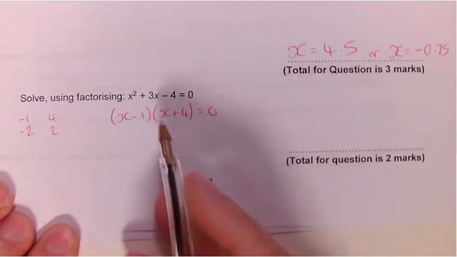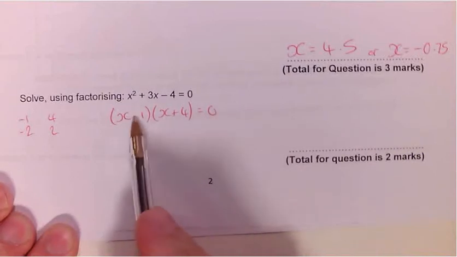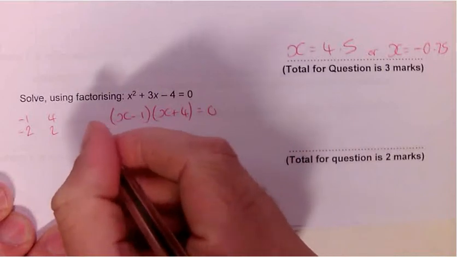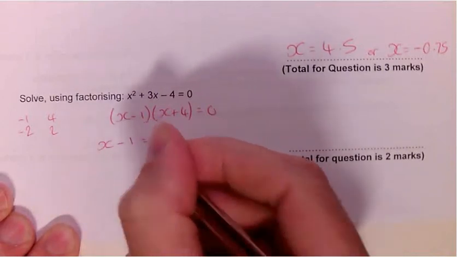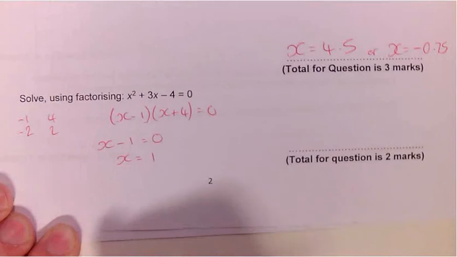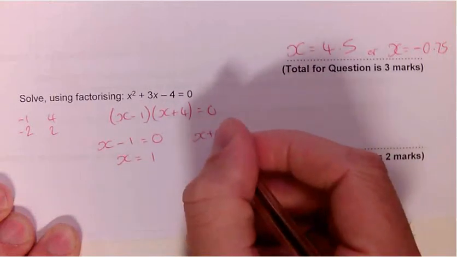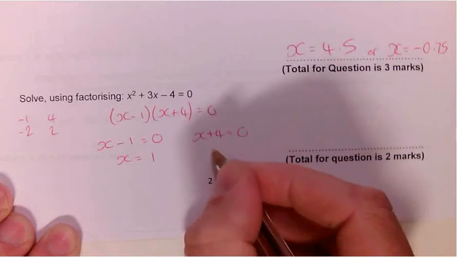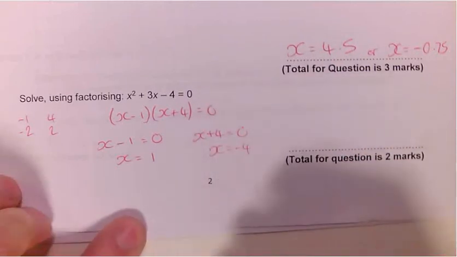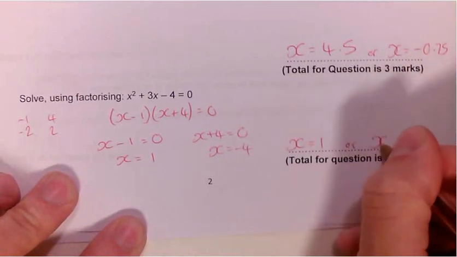Now this means that something multiplied by something equals 0. These are both different, but one of them must equal 0. It could be this one, x minus 1 equals 0, in which case x would equal 1. Add 1 to both sides. Or it could be this one, x plus 4 equals 0. Take away the 4 from both sides, x equals minus 4. So your answer is actually x equals 1 or x equals minus 4.